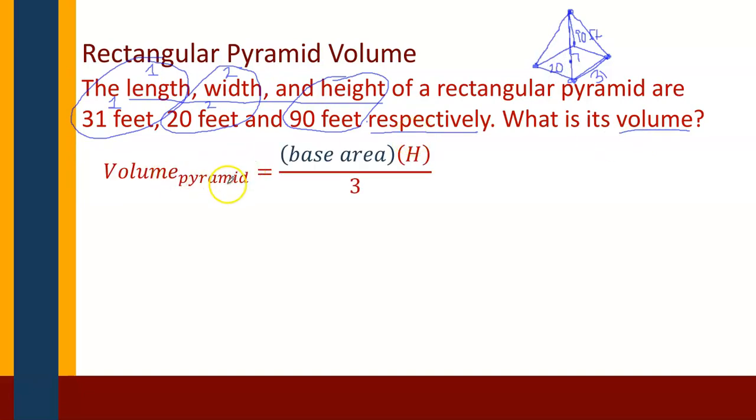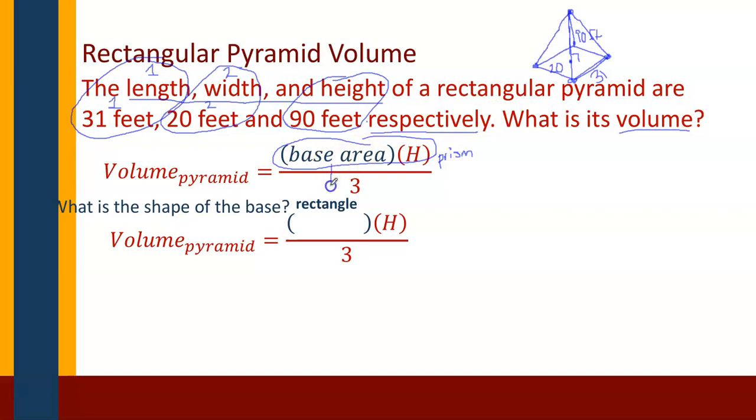So the formula for a pyramid is base area times height divided by 3. Remember, base area times height is the formula for a prism. And then to get the pyramid volume from a prism, you just take the prism volume and divide it by 3, since a pyramid is 1/3 of a prism. Then we ask, what is the shape of the base? And the base is a rectangle. So instead of the words base area, I'm going to fill in the formula for the area of the base. And the area of a rectangle is length times width.